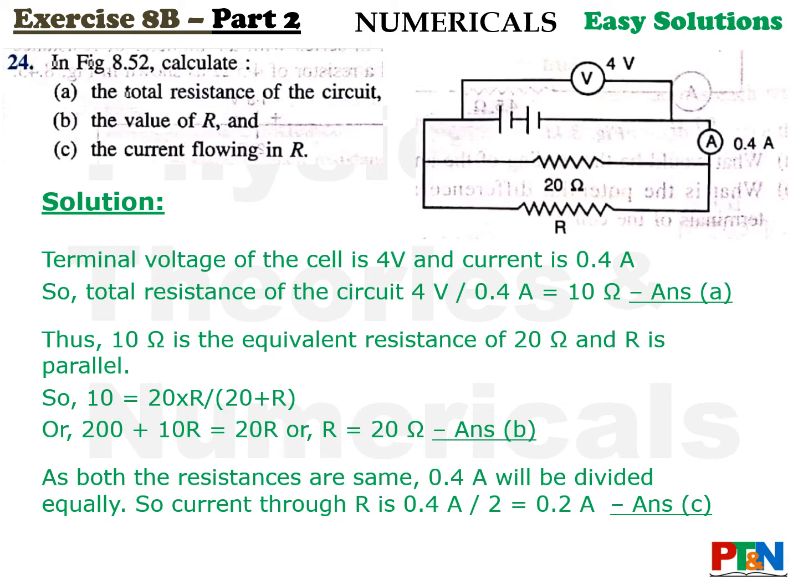Now as both the resistances are same, this current will get equally divided between two resistors, as we were discussing in the earlier numerical. So as resistances are same, current will get divided equally. So this 0.4 ampere current will get divided by 2, that is 0.2 ampere through each of the resistances. So current through R is 0.2 ampere.